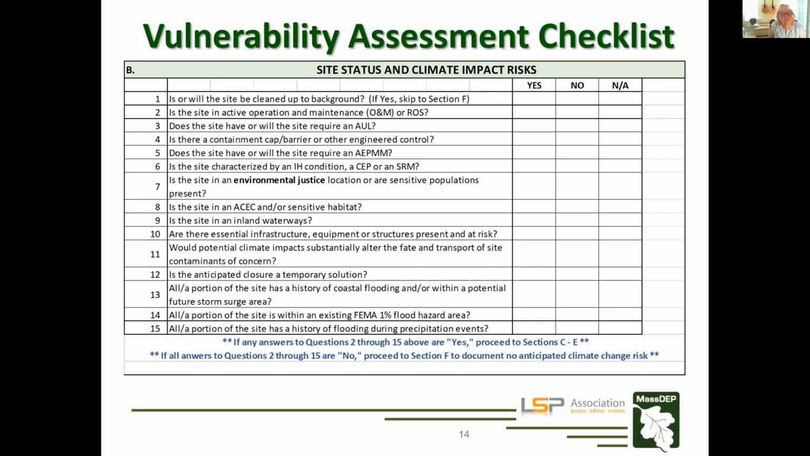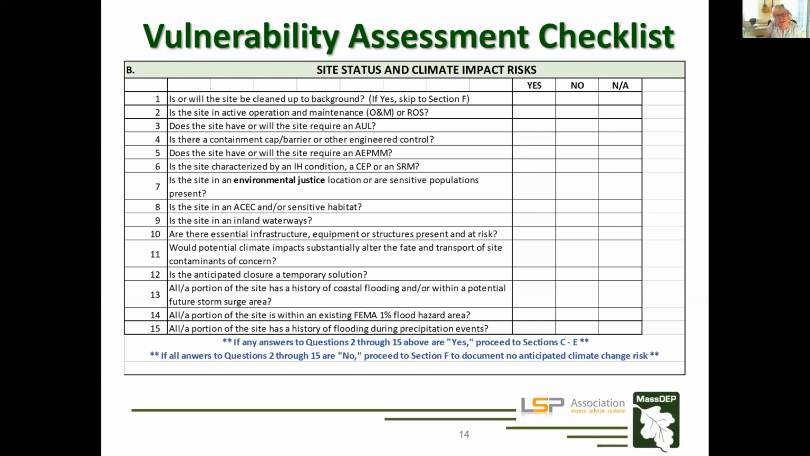Yes, so Section A, as Susan said, was just basic information. All of the information on Section A is something you would have as an LSP collected or ascertained in the process of doing the phase one. So it should be readily available to the LSPA or to the LSP who's doing the work. This Section B is the vulnerability assessment checklist. And if you think of the flow chart that Susan put up, this is sort of getting at that left-hand side of the chart. It's an initial screening step.